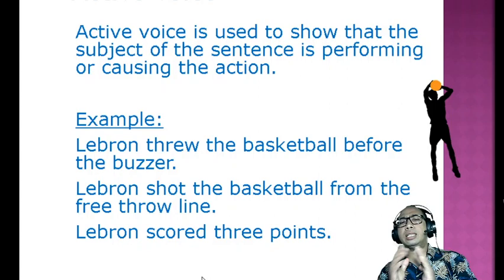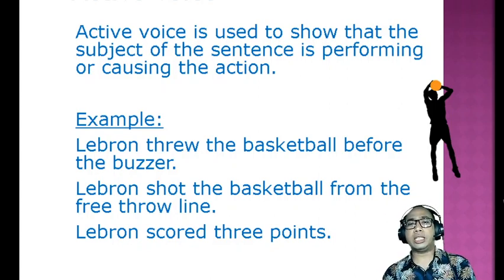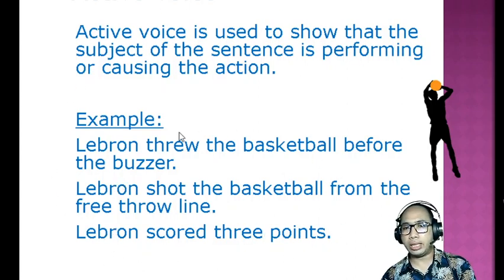Okay, let's start with the simple one, active voice. Active voice is used to show that the subject of the sentence is performing or causing the action. Take a look, guys. LeBron threw the basketball before the buzzer. LeBron is the subject, threw is the verb, the basketball is the object. It means the subject does something toward the object. LeBron shot the basketball. LeBron scored the 3 points. If we analyze this, active voice means the subject is in front and does something.